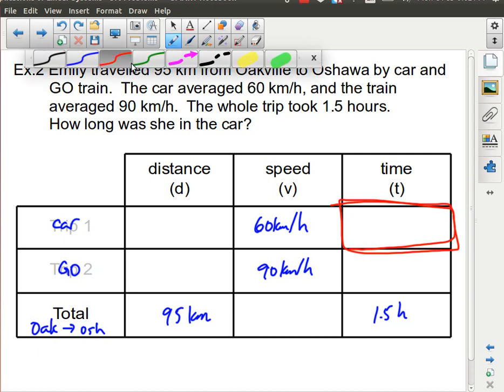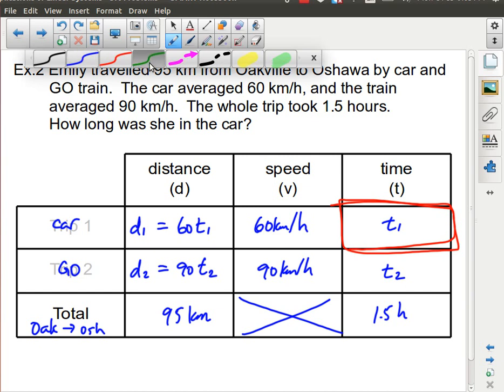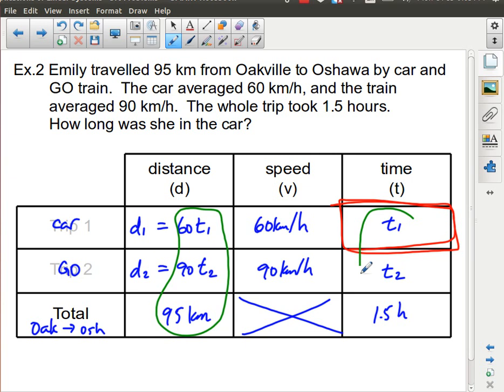If we go from here and actually use the exact same reasoning we did before, we can call this T1, we can call this T2. We're not going to add up the speeds, and this distance one is actually equal to 60 times T1. This distance 2 is equal to 90 times T2. And from that, we can form, here's our first equation using those values. Here's our second equation using them.